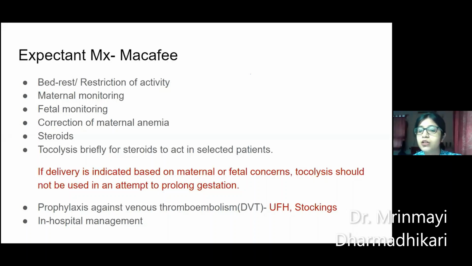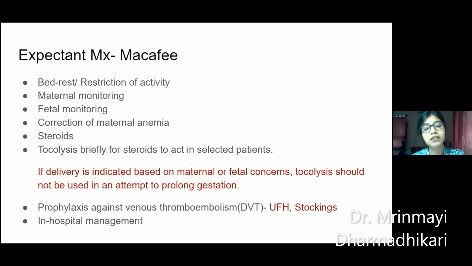Yeah. So this can be done in the form of elastic graded stockings or unfractionated heparin. So now guidelines suggest that instead of giving a low molecular weight heparin, it would be better to give an unfractionated heparin. Why? Because unfractionated heparin has a shorter time interval and it can be easily reversed in case the patient has another episode of bleeding and she has to be taken for an emergency cesarean section. So preferable to use unfractionated heparin for prophylaxis.